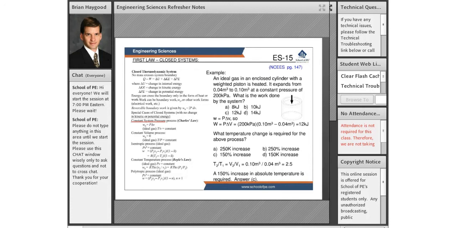So where do you need to look to find the work done by a constant pressure process? Well, you need to type the term constant pressure into your search and see if that leads you here. It's interesting that this is listed as constant system pressure, so you'd have to check and see if the word system in there prevents you from being able to search for that one. But certainly if you typed in constant volume or isentropic, you get a short list of equations that it would lead you to.